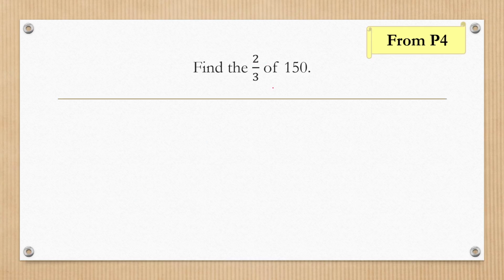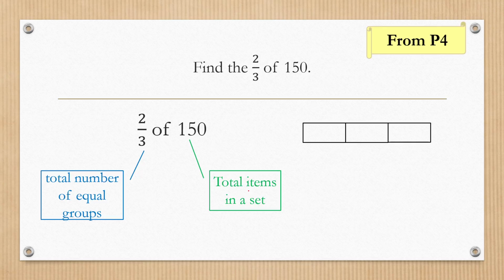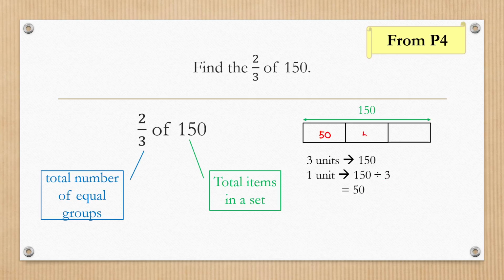Okay, this is from your primary 4 fractions topic, fractions of a set. 2/3 of 150. Again, this is the total number of equal groups that we have. So 1, 2, 3. The 150 refers to the total number of items in the set, altogether there are 150 items. So we're going to label this model. So 3 units or 3 groups represents 150. We want to find one group. So 1 unit would be 150 divided by 3. So we get 50. In other words, this is 50, 50, and 50.